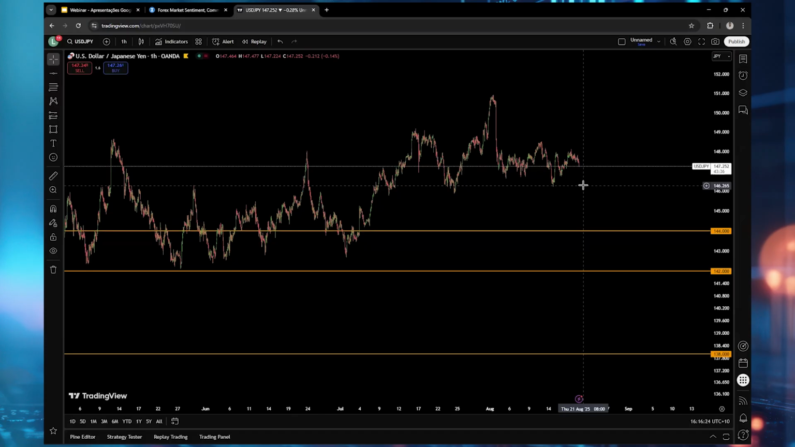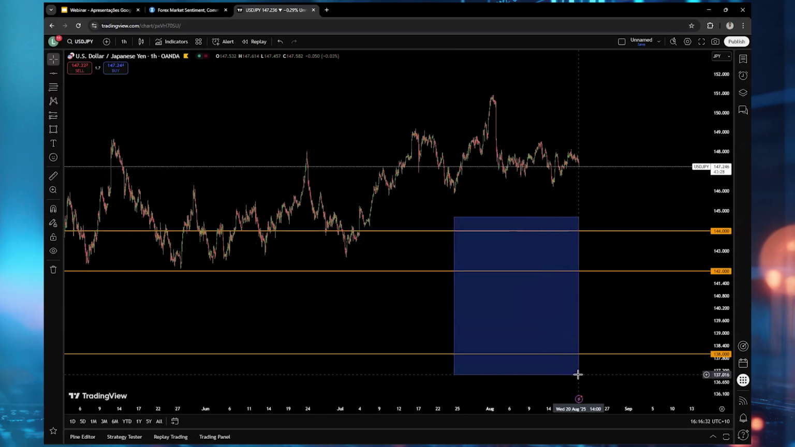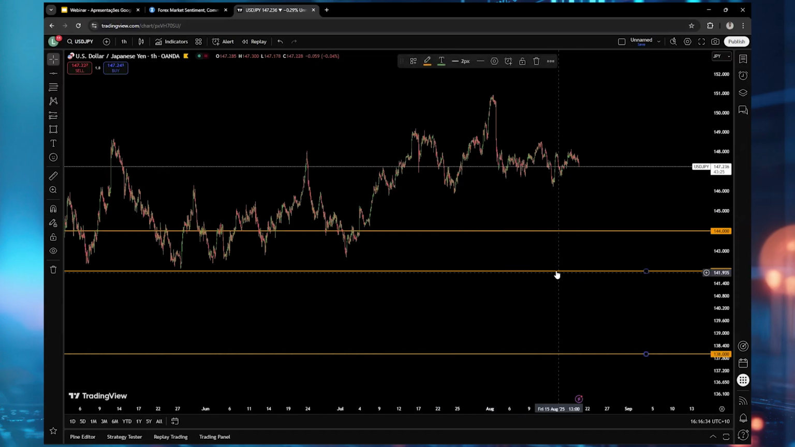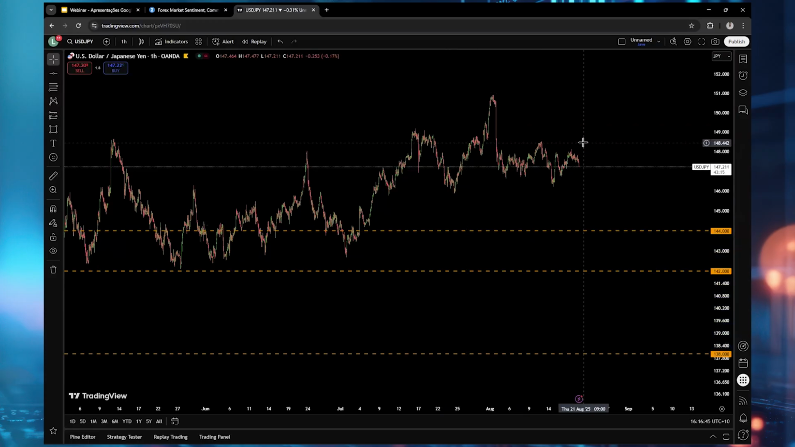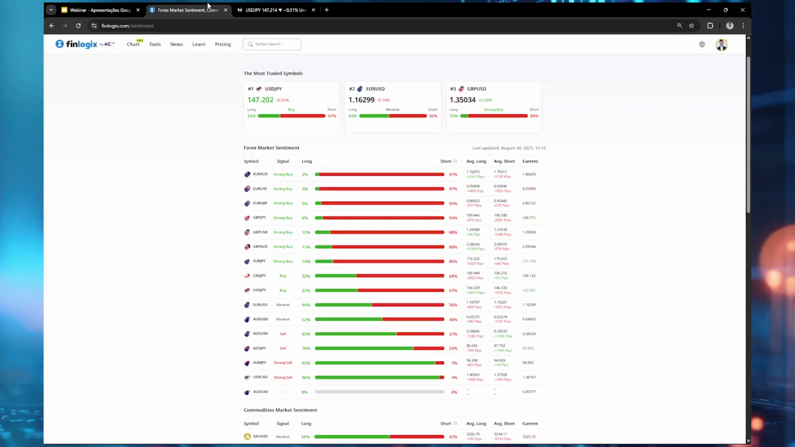So I'm looking to short the US dollar Japanese yen because I do believe that on these basic conditions, most likely we will have a very weak US dollar. Okay. So let me just change this so you guys know these are targets. Now let's have a look at how the US dollar Japanese yen is positioned. It's only 32% long and the majority is 67% short.